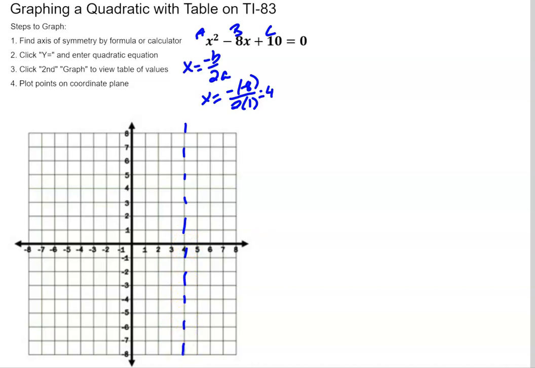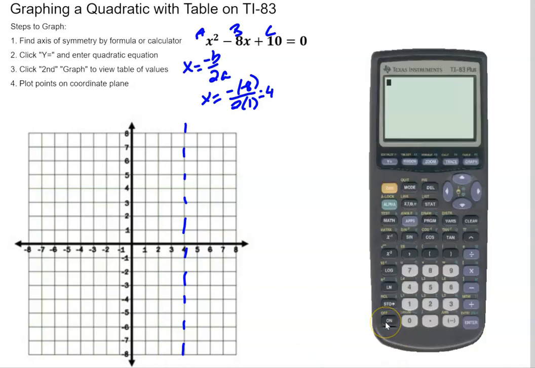From this point, now I'm going to show how you can use your table feature on your graphing calculator to come up with your other points. So the first step will be to turn our calculator on, and we're going to click the y equals. From this point, we're going to put our equation, the equation I have right over here. So I'm going to type in x squared minus 8x plus 10. Now if I wanted to see what the graph looks like, I can just hit graph right here, and you can see my graph will look something like that.